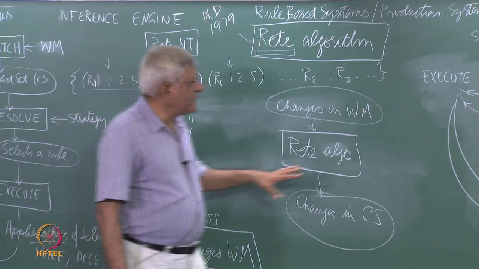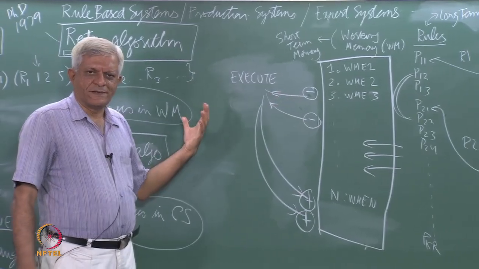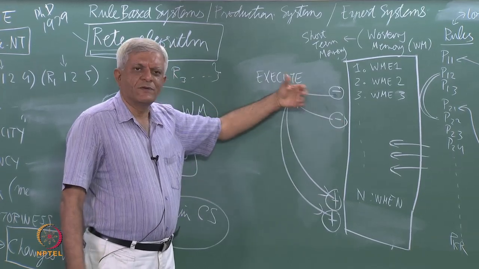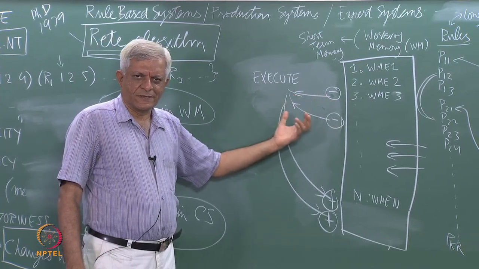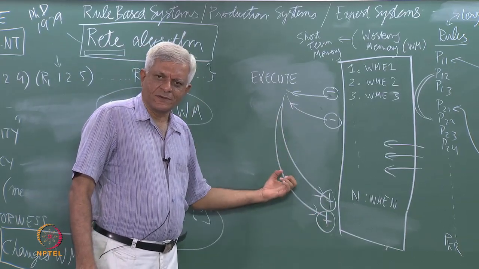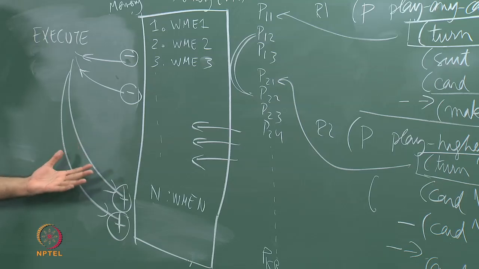We only have to see the effect of these changes on the conflict set. Maybe because of adding this, maybe because of deleting this, some rule which was matching earlier will not match now. So, I should be able to know that essentially. Likewise, if I add this, some new rules may come into the conflict set, and maybe some rules might even go out of the conflict set if there was a negative clause here. I should be able to capture that essentially.